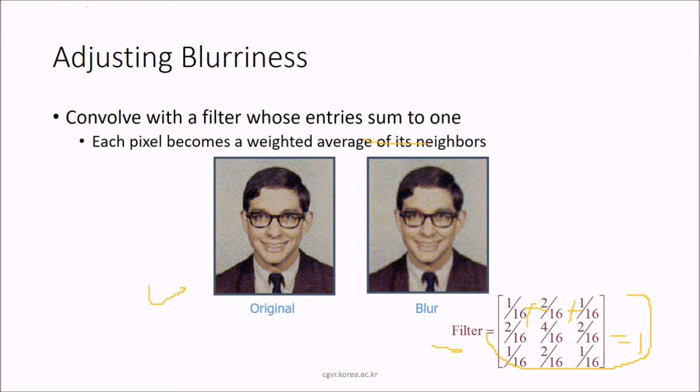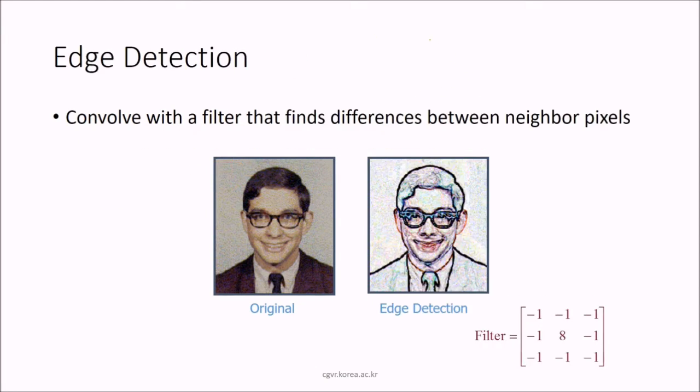So we convolve with a filter; convolve means we take this matrix and multiply it onto the image and move it like this. For every pixel we perform this activity. So this is the adjustment of blurriness.